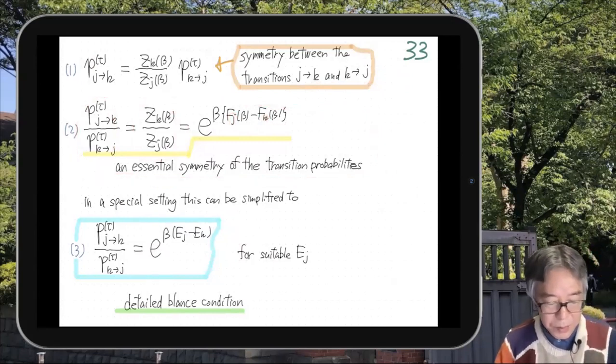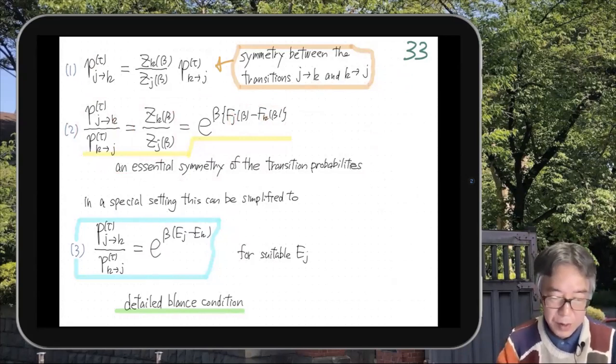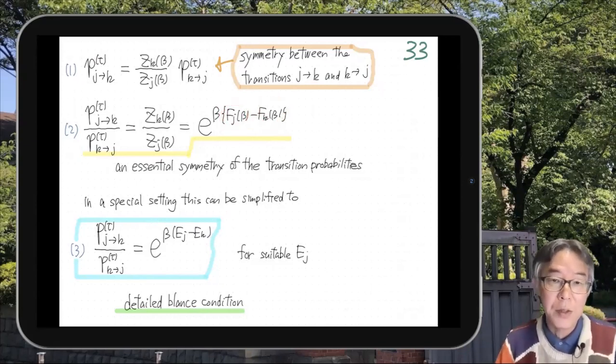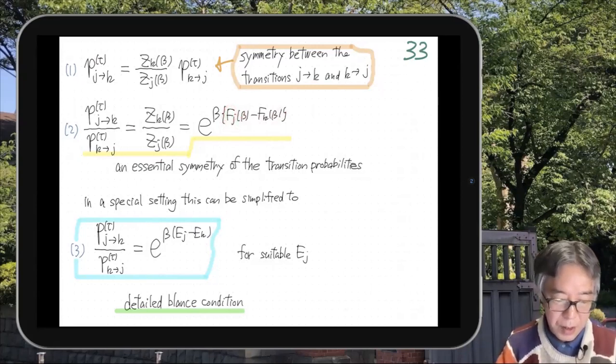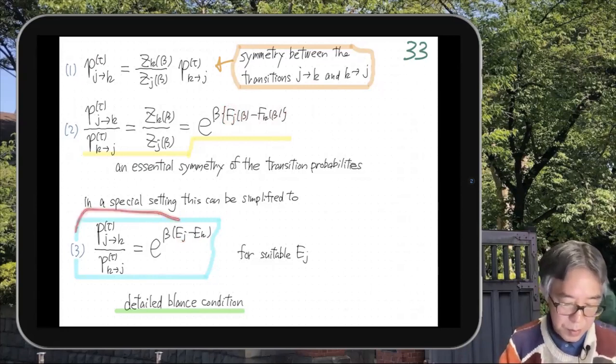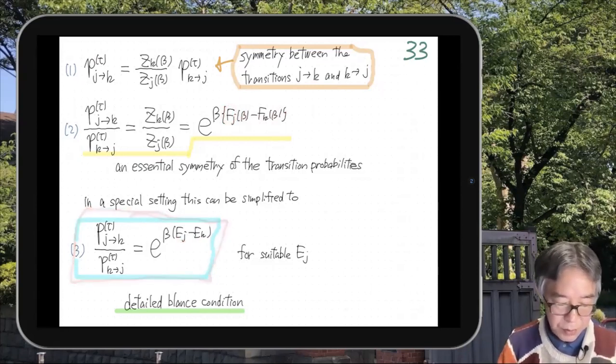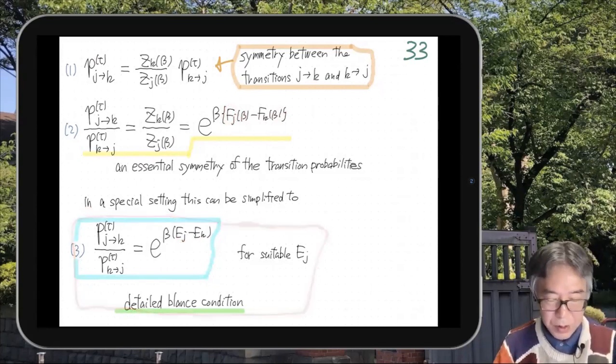And in some cases, this can be simplified. Here, of course, Fj and Fk depend on beta, the inverse temperature. But in some cases, you can neglect this beta dependence. And in that case, you call this F, like energy, and this takes this simpler form. So actually, we mainly use this form of the detailed balance condition.